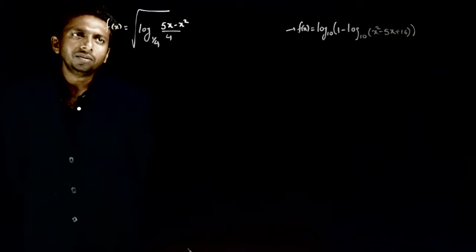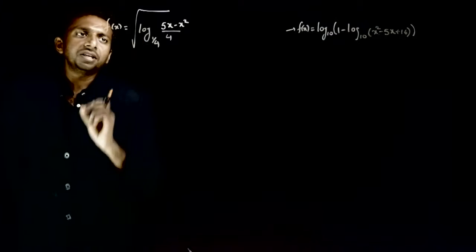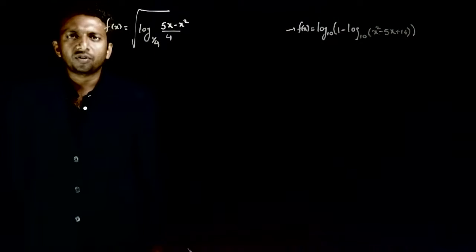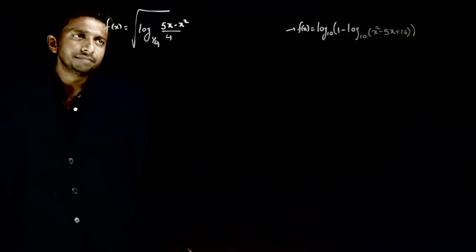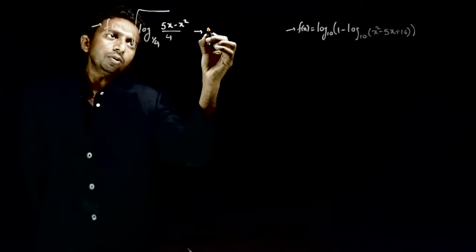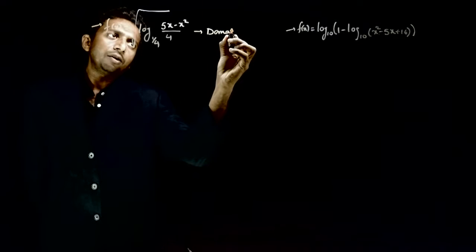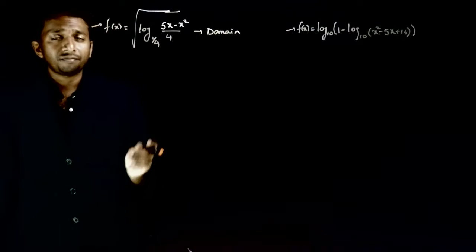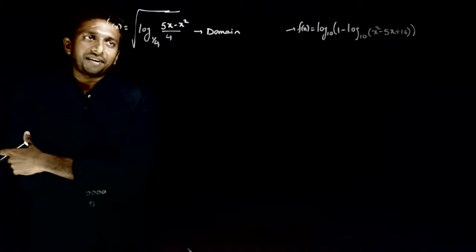इस क्वेश्चन में आपको एक फंक्शन मिला. फंक्शन is log of (5x minus x square) by 4 to the base 1 by 4. So इस फंक्शन का आपको डोमेन निकालना है. You have to find the values of x for which this function is defined.